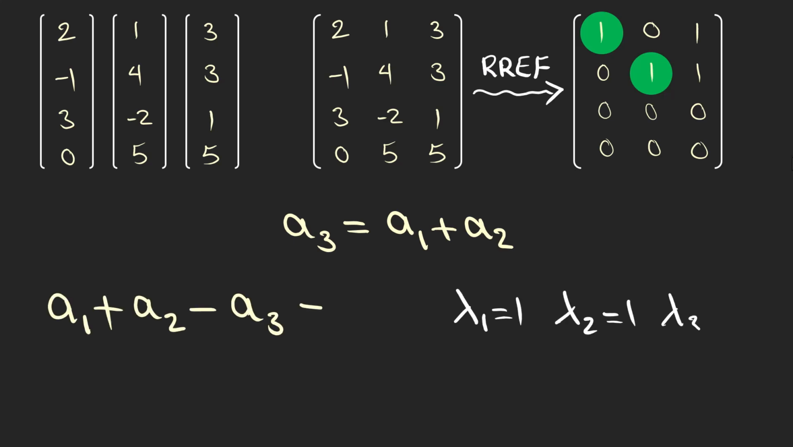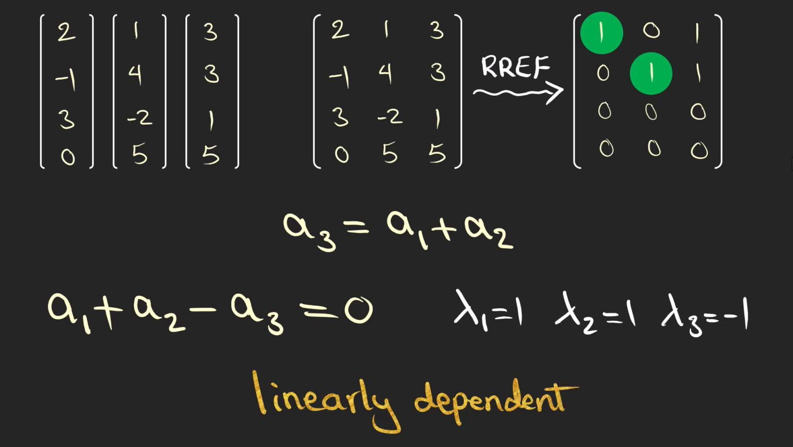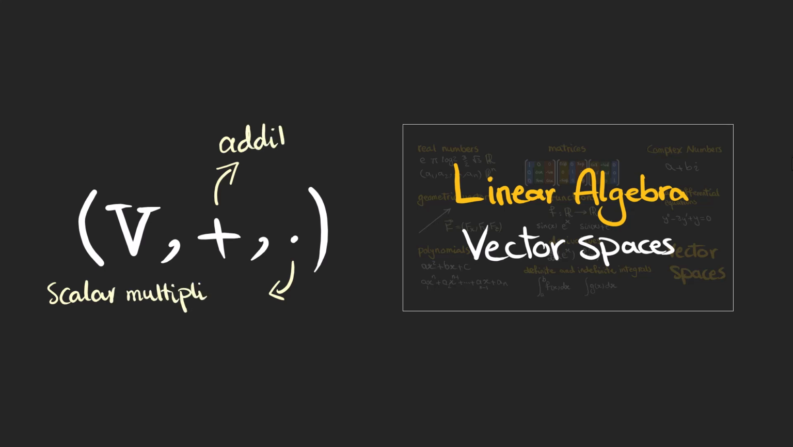Obviously, we can write a linear combination of these three vectors for which the coefficients are non-zero. And we say that these three vectors are linearly dependent. When I say a vector, I'm talking about an element of a vector space, as I explained in this video.